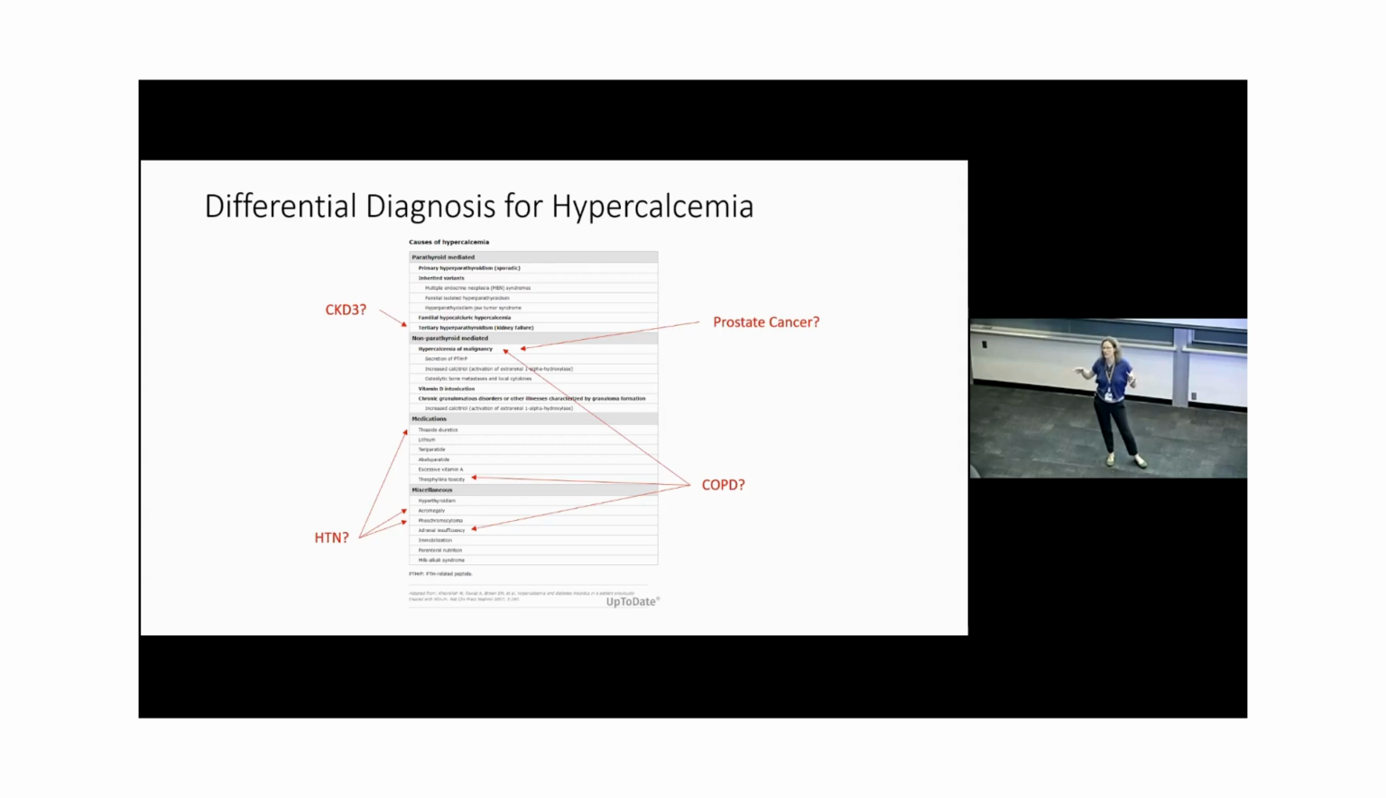So the most common is calcium carbonate. People are popping Tums like crazy for their GERD, and then they come in with alkalosis, renal failure, and hypercalcemia. There's an awesome review. If you guys are bored, it's just really entertaining.